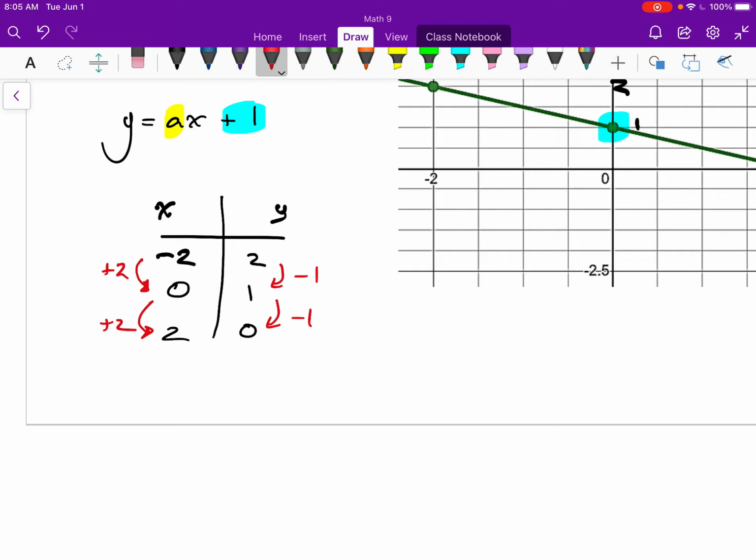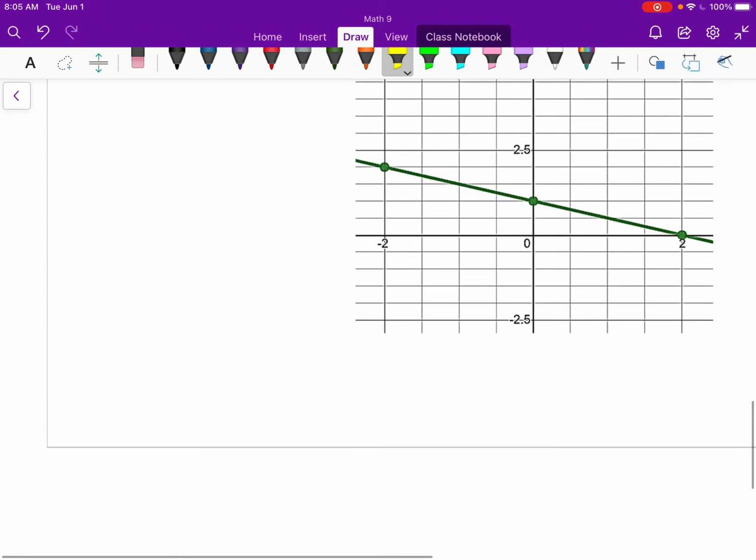Okay, but negative 1 is not my slope. Negative 1 is not my average rate of change, because I want to think about what happens as x goes up by 1. Well, now I have a little bit of proportional reasoning here. If x goes up by 2 and y goes down by 1, then it follows that if x went up just by 1, which is half as much, y would go down by just half as much. It would go down by half. And that is my slope. That is my average rate of change, which I can also see from the graph here.